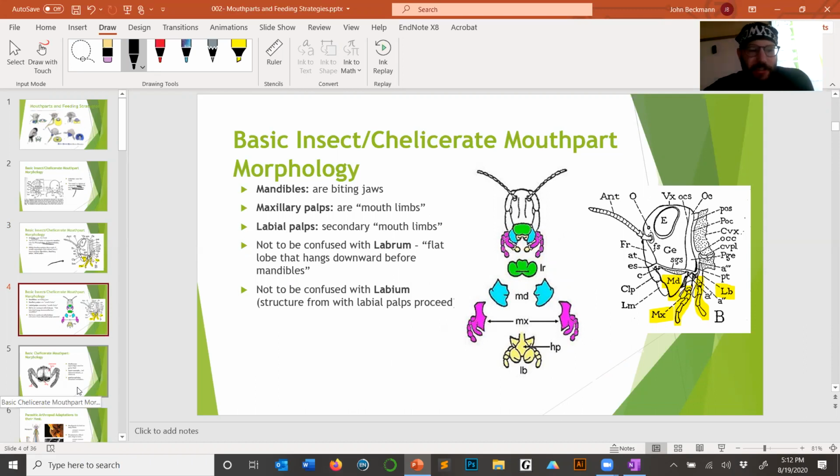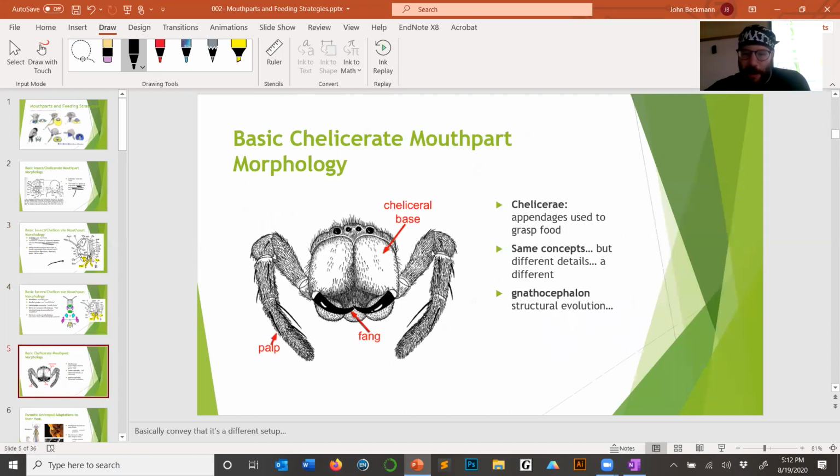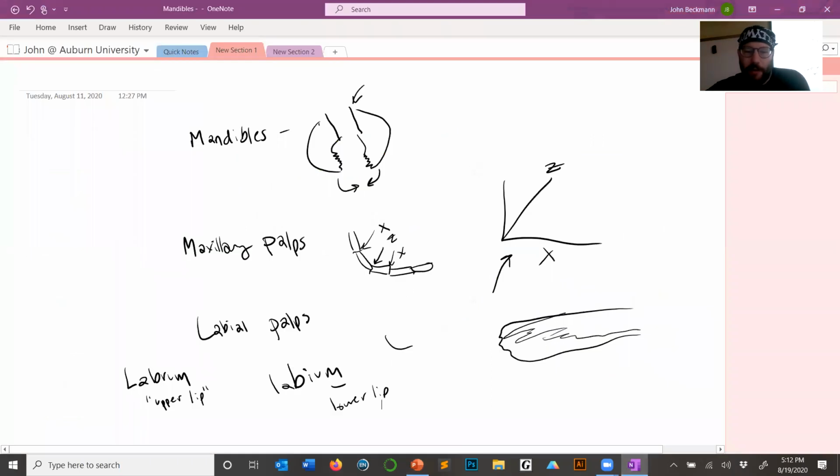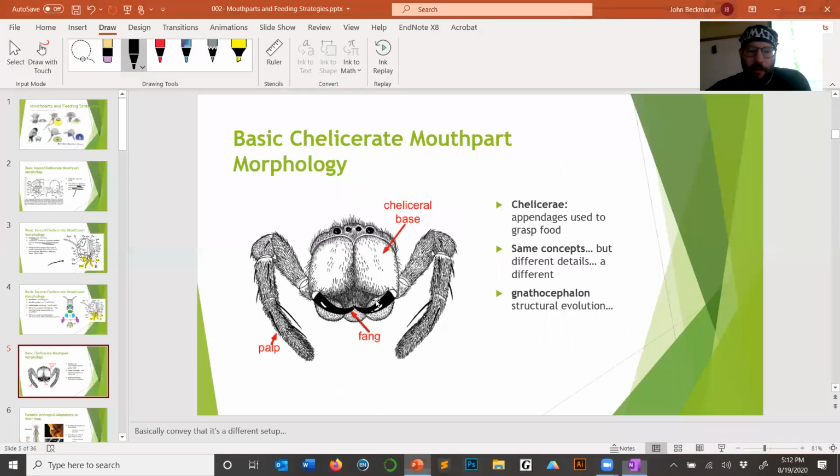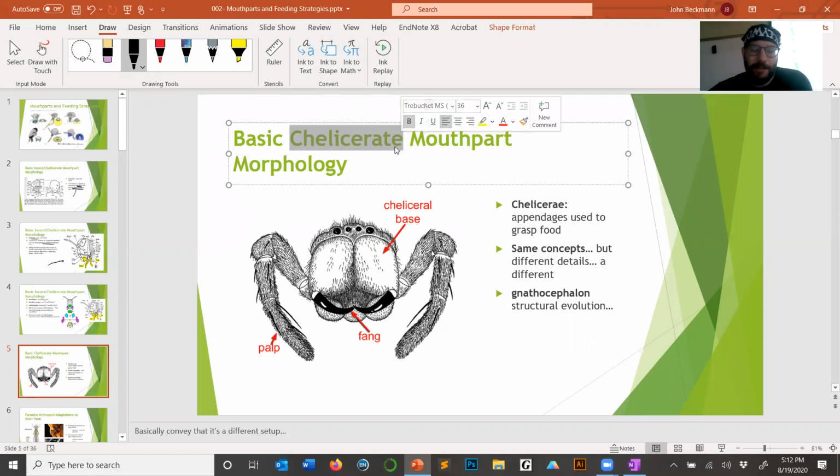Okay. Now, some of the non-insects that we care about are spiders, right? Or arachnids, or ticks, which are chelicerates, or mites, which are chelicerates. So for the chelicerates, the mouth parts are different, and that's where the name chelicerate, whatever that taxonomic clade is, comes from.